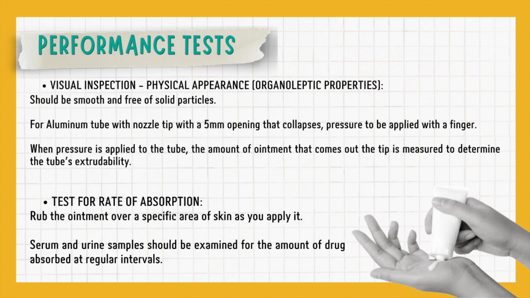Performance tests. Visual inspection: the product should be smooth and free of solid particles. For an aluminum tube, pressure is applied with a finger. The amount of ointment that comes out the tip is measured to determine the tube's extrudability.